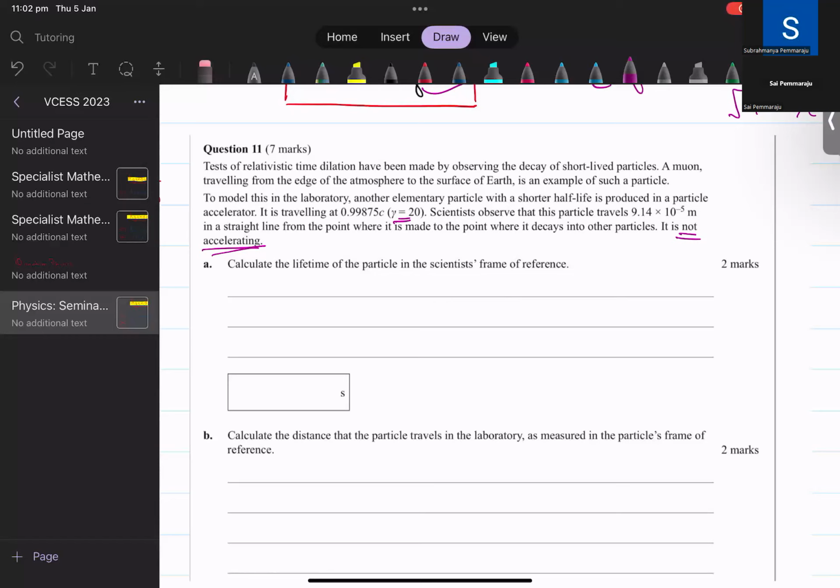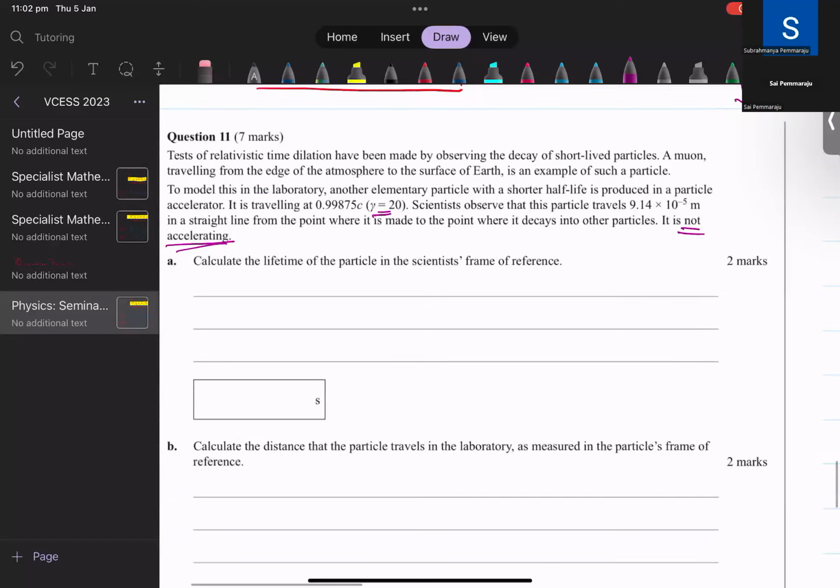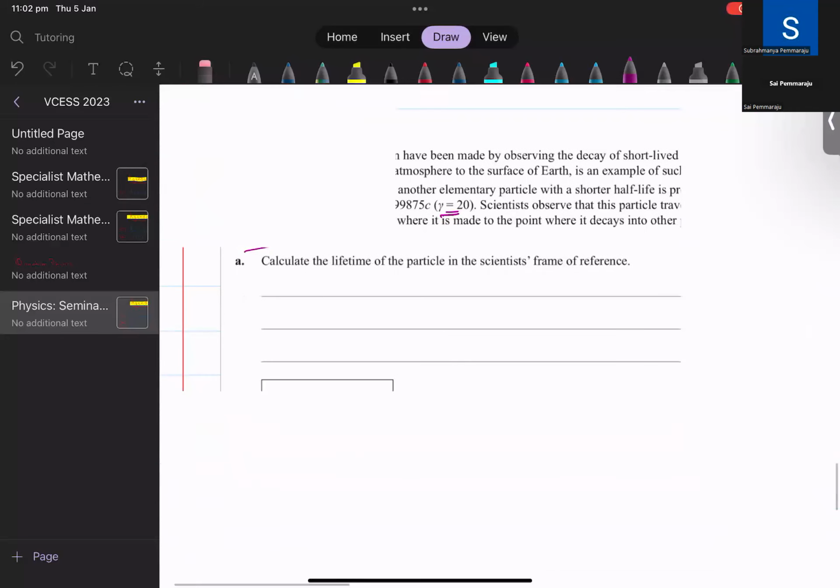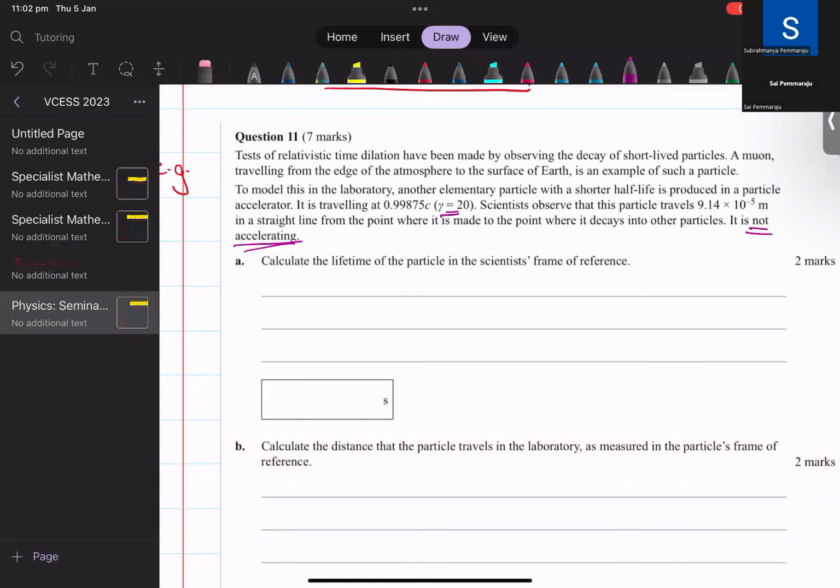I'm assuming you've had a go at it. We know that the particle travels 9.14 by 10 to the minus 5 meters in a straight line from the point where it is made to the point where it decays into other particles. So our proper length in this case is 9.14 times 10 to the minus 5 meters. How fast is it traveling? We know that it's traveling at 0.99875 c.